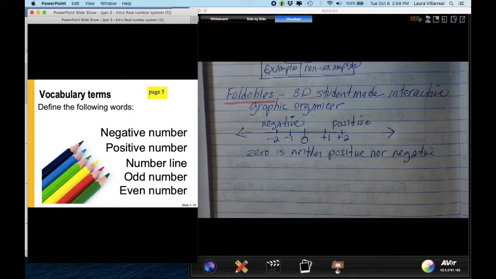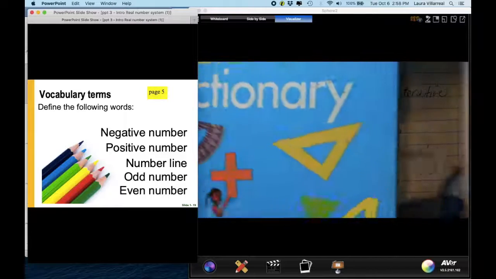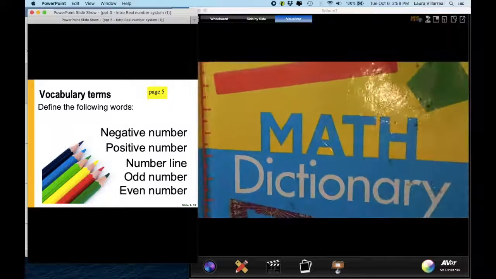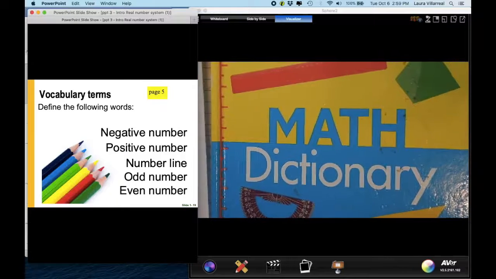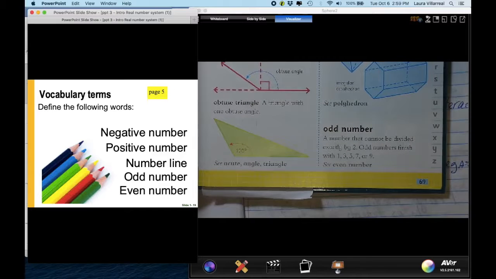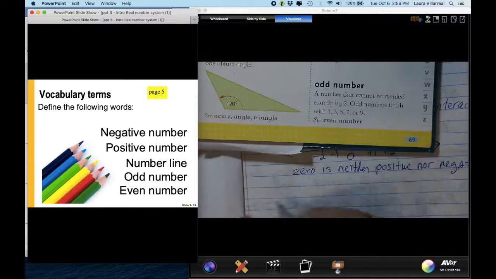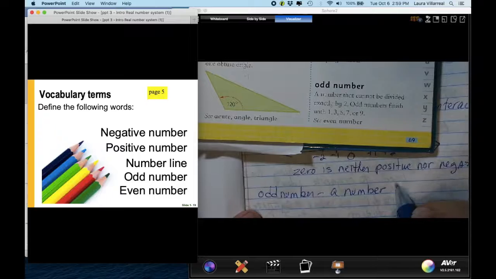We also have odd and even numbers. So let's look at those definitions. So remember that I like to use the dictionary, the math dictionary. You can also look up vocabulary terms online. Odd number, a number that cannot be divided exactly by 2.